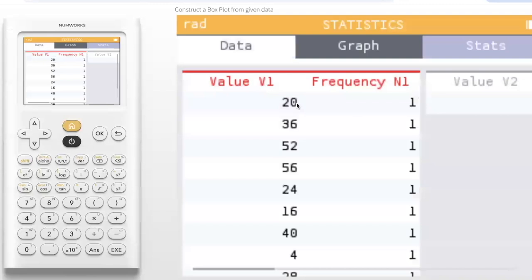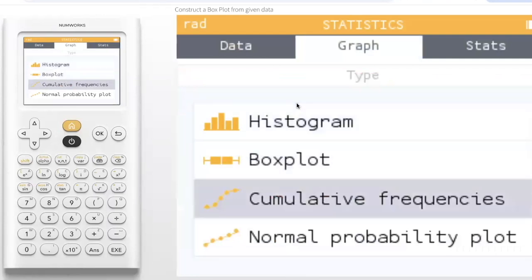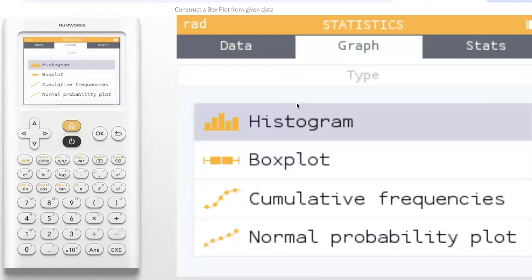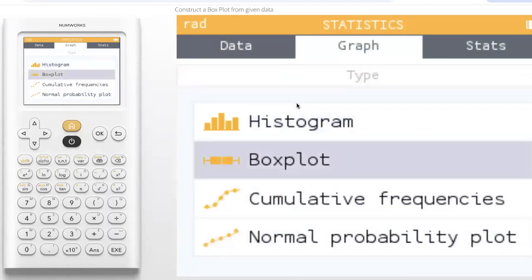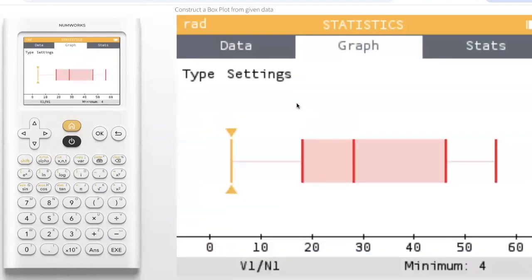So we don't really want the stats for this question. It wants us to construct the box plot. If I go into graph, there are a couple of different choices that I can choose from. There's histogram, and we have frequency and probability plots. I want a box plot. If I click that, I can see the visual of what I need to make. But more importantly, the 5-number summary is there. Along the bottom, it tells you what it means.